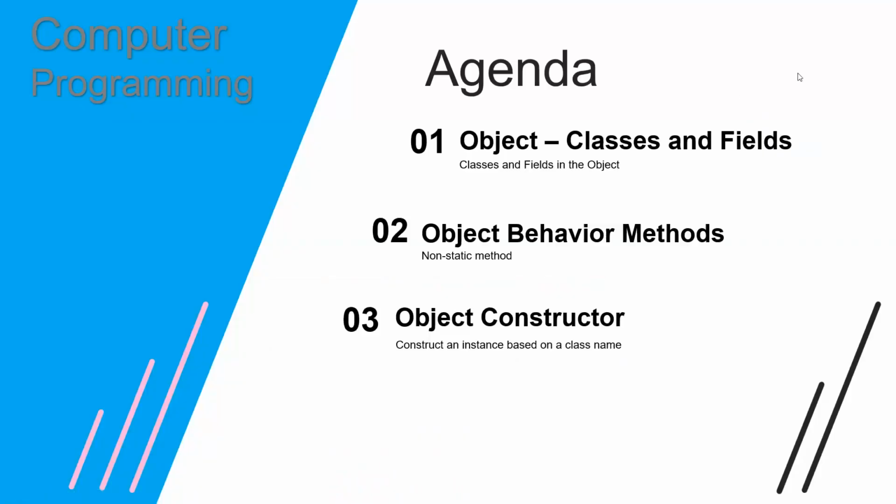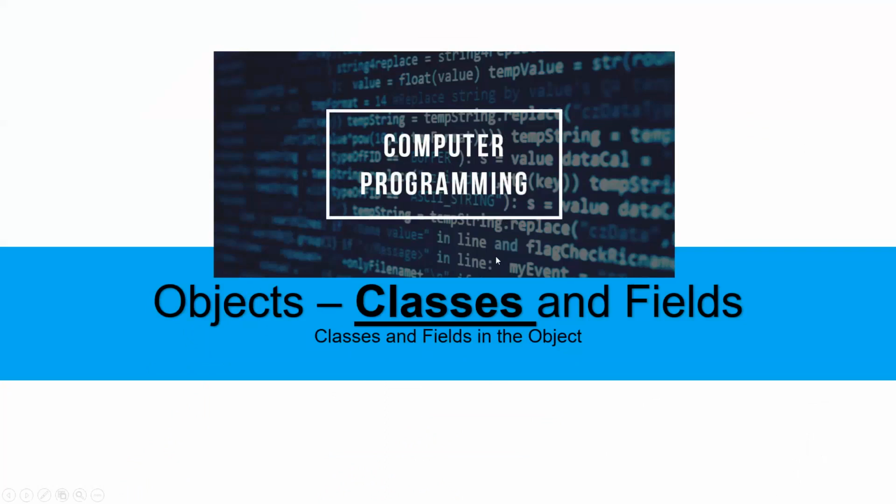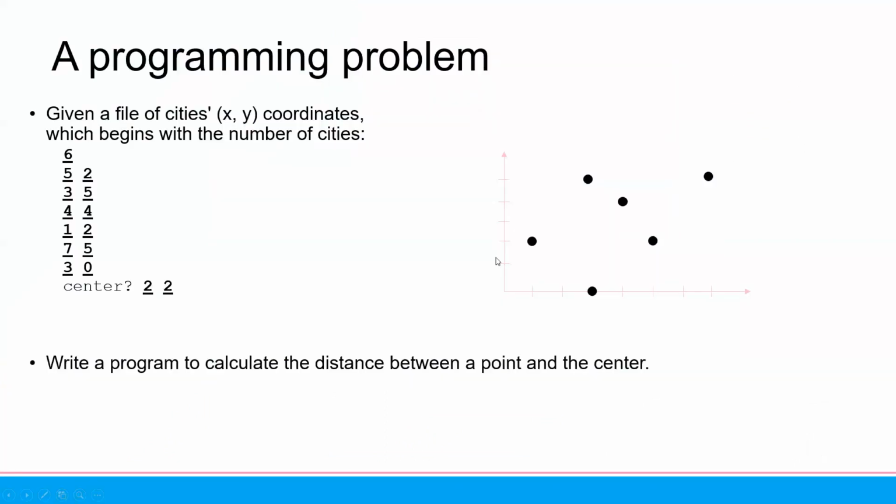So we are going to learn about what objects are, and then we are going to make a class, and we are going to understand fields and some behavior methods, and then we are going to learn about the constructor. So we are going to learn about class. What is a class?